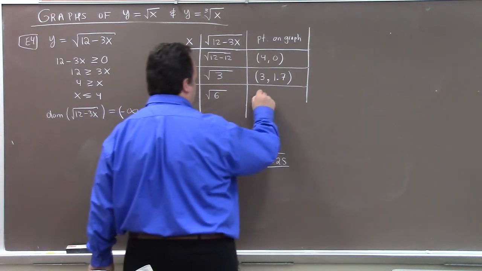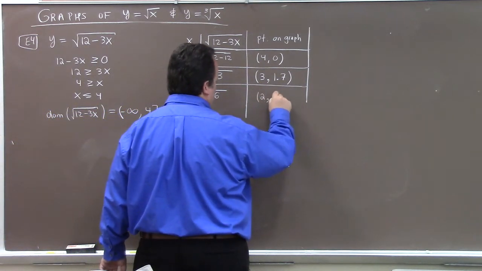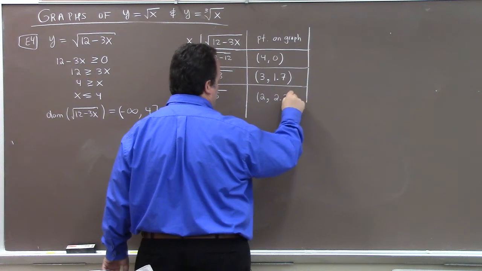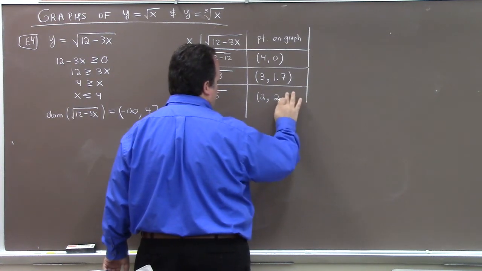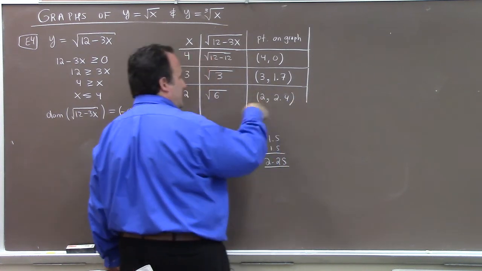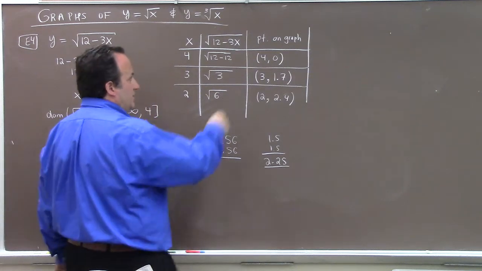2.44. Okay, so this is 2. You pressed the wrong button? Yeah, these things will happen. 2.44. So 2.4. We're just going approximate point on graph, all right?